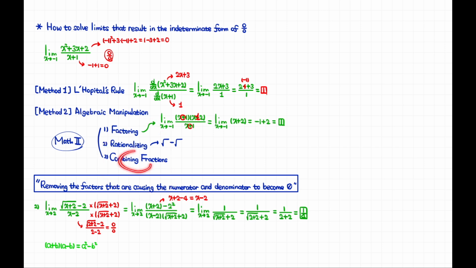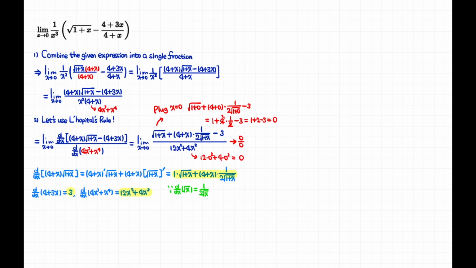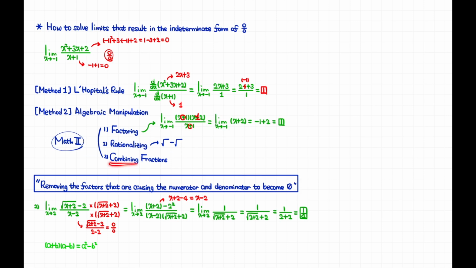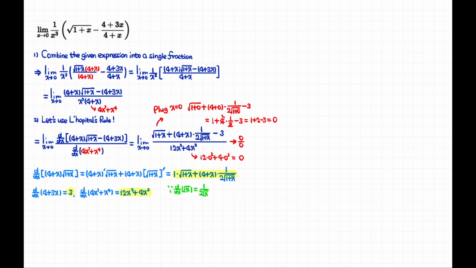And last one, combining fractions. Actually, it's just this. Now, like I showed you in the shorts video, this is a case where you have a mix of a radical function and a rational function. When you see something like this mixed up, you first need to combine everything into a single fraction, which is basically combining fractions, making the denominators the same. So that's the starting point.